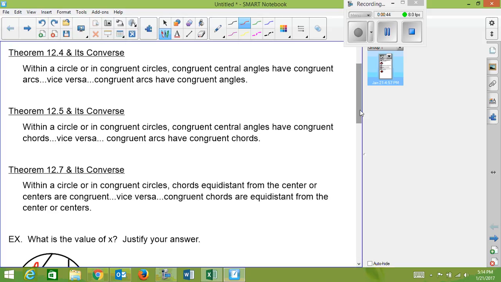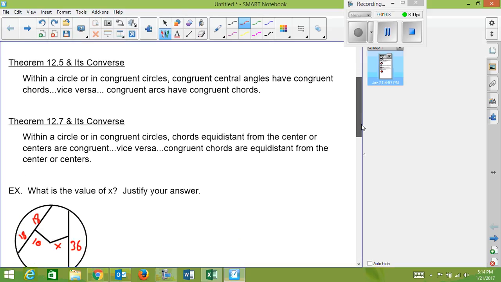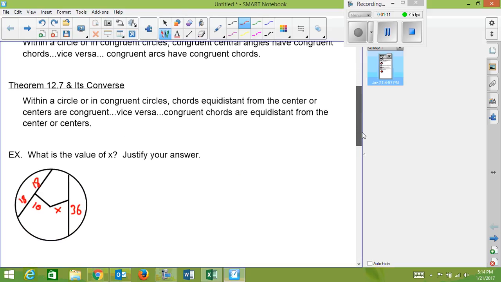Theorem 12.7 and its converse state that within a circle or in congruent circles, chords equidistant from the center or centers are congruent, and vice versa. If you have congruent chords, they are equidistant from the center or centers. And there are lots of theorems that go with today's lesson, but we'll be doing quite a few examples together, so we'll show examples of each and it will make more sense.